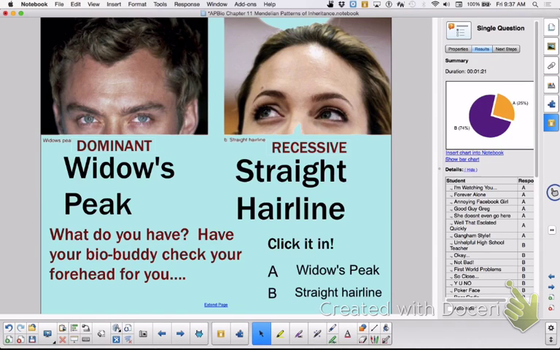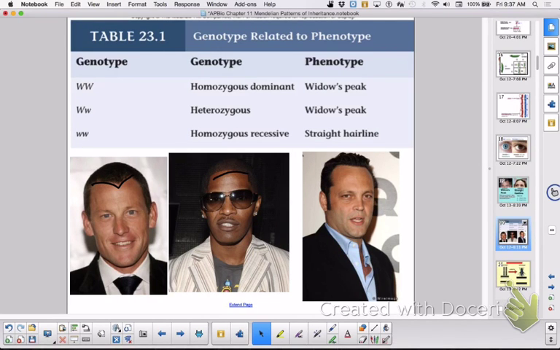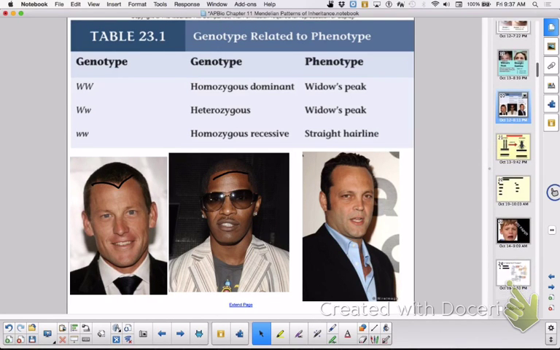We'll need them in just a minute. All right, so now take a look here. In order for you to have a widow's peak, okay, big W will give you a widow's peak right here, okay? Big W, little w will still give you a widow's peak, right? And the only way to get a straight hairline is what? Little w, okay? Do you know who all the people are? Fox, Vince Vaughn. Bird, Bear. All right. Cowboy Bear.